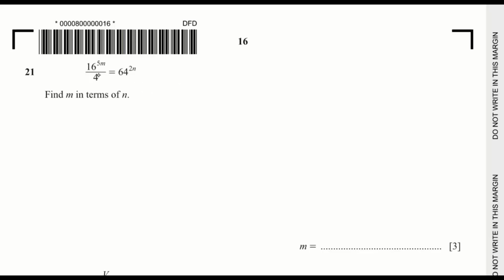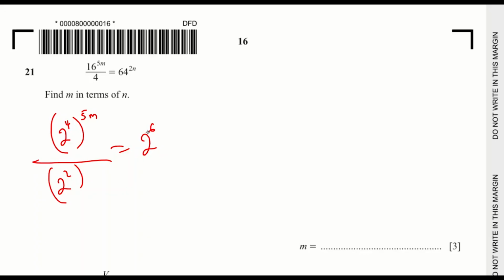The first thing you need to do here is to let the numbers have the same base. Since I have 4, 16, and 64, I can write them all in base 2. So 16 in base 2 will be 2 to the power of 4, then I have power of 5m, then divided by 4, which in base 2 will be 2 to the power of 2, then equals 64, which in base 2 will be 2 to the power of 6, then I have this power 2n.